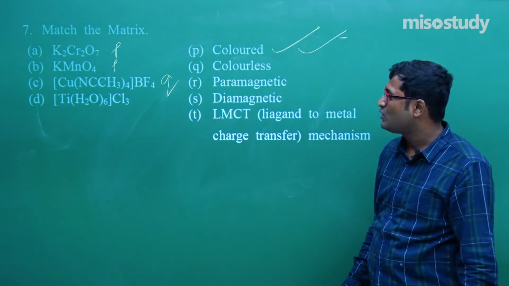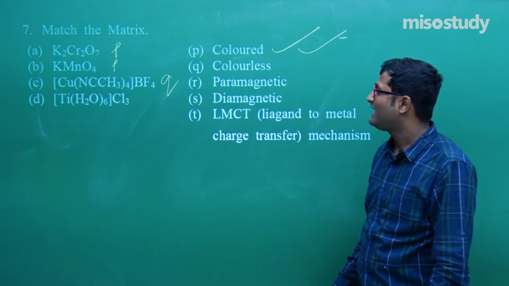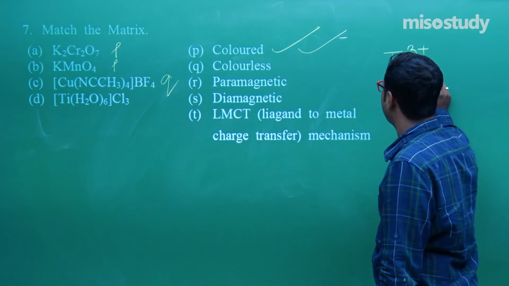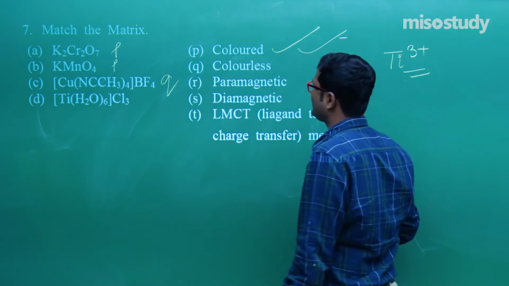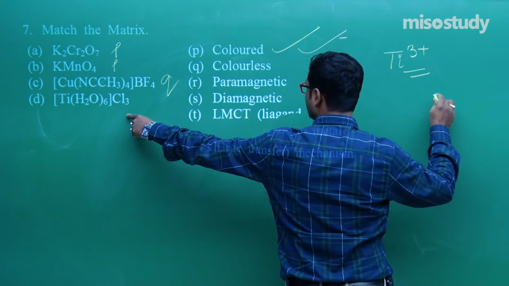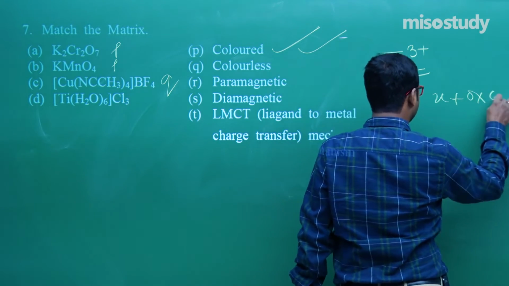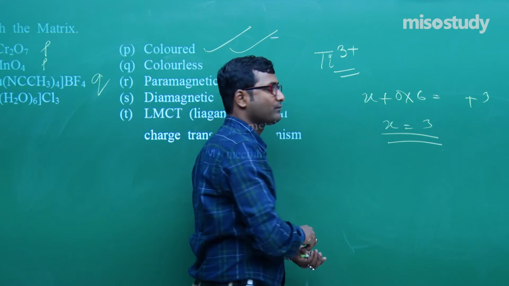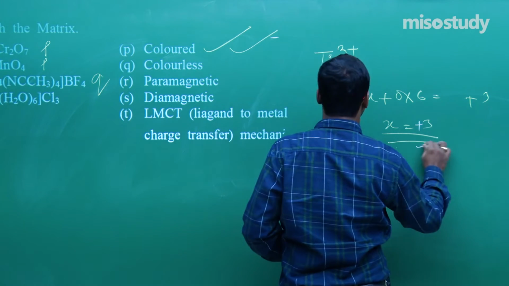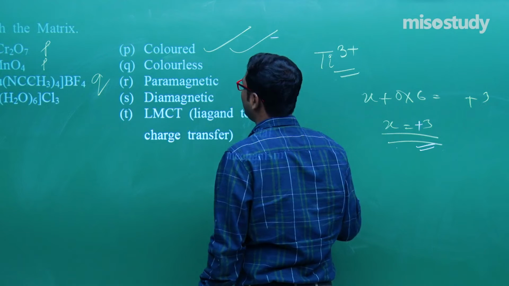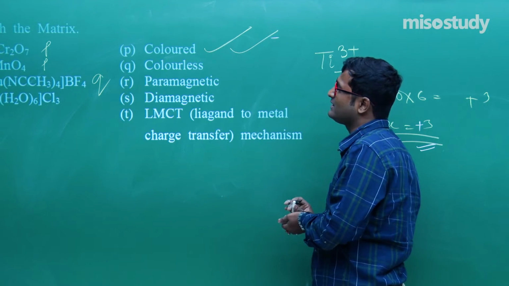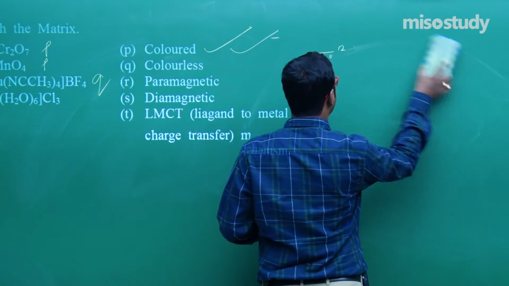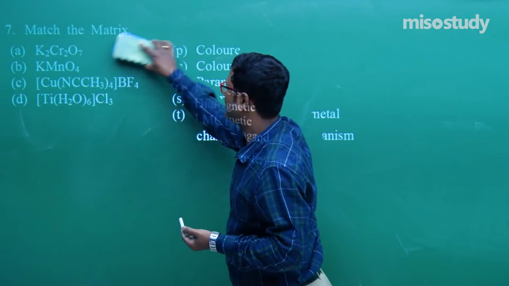Now for the Ti compound with six H2O and Cl3, Ti is in the +3 oxidation state. What I'm telling, friend, Ti is in the +3 oxidation state. So how to find the oxidation state? We know that x plus 0 into 6 is equal to +3, so Ti is +3. Clear to you? Clear, friend? That is the +3 oxidation state. And if it is in the +3 oxidation state, now what will happen? Tell me. Now it's your turn. Check it out.